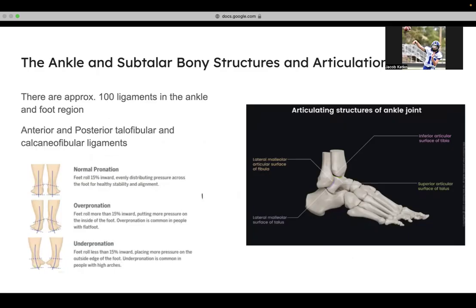Looking at the image on the bottom left, just looking at pronation. Normal pronation, the feet roll 15% inward. Over pronation, the feet roll more than 15% inward. And then under pronation, the feet roll less than 15% inward. And then to the right, just the makeup of the ankle joint.